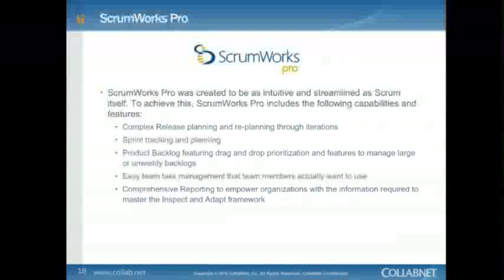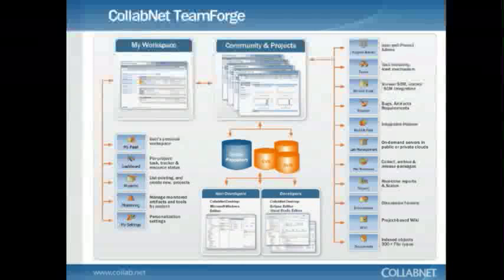ScrumWorks Pro is an agile planning and tracking tool that allows for robust agile planning needs across projects and across programs, especially when you're working on multiple releases simultaneously. It gives you comprehensive reporting to allow organizations to work effectively and see how they're doing against their agile plan. ScrumWorks Pro is tightly integrated with CollabNet TeamForge.